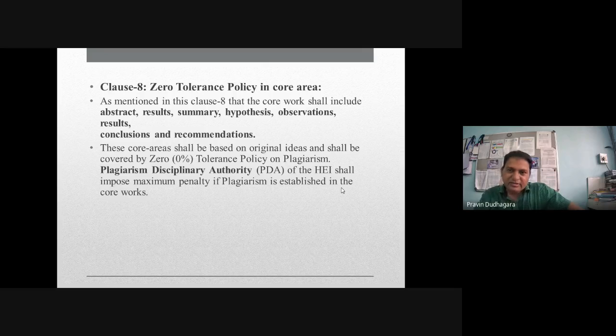The Plagiarism Disciplinary Authority, which is constituted as a committee under the norms of the HRDC and UGC, known as the PDA, of all the higher education institutes shall impose the maximum penalty if plagiarism is established in the core.